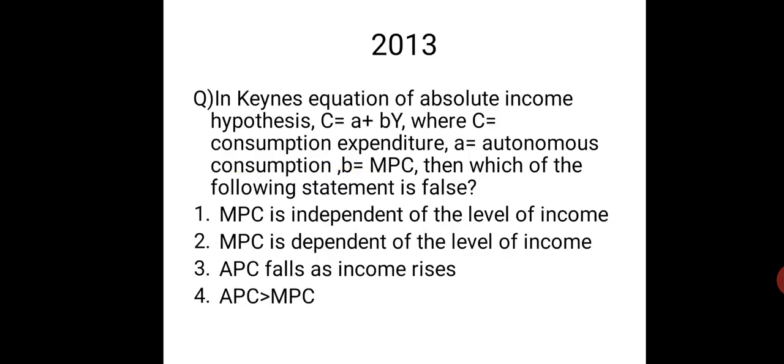Moving on to the next question. In Keynes' equation of absolute income hypothesis, C equal to A plus BY, where C is consumption expenditure, A is autonomous consumption, B equal to MPC, then which of the following is false?